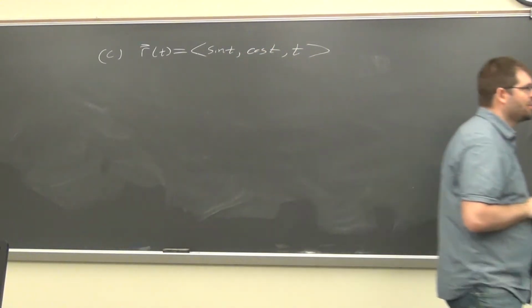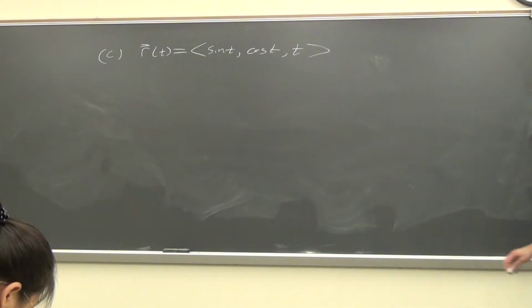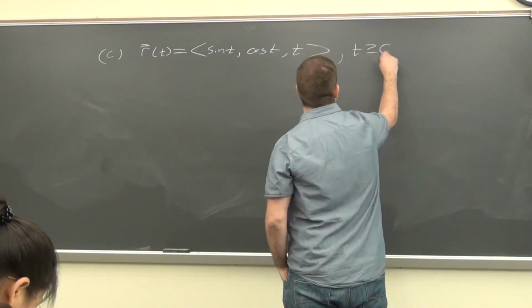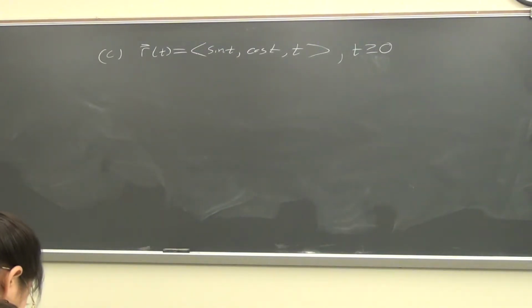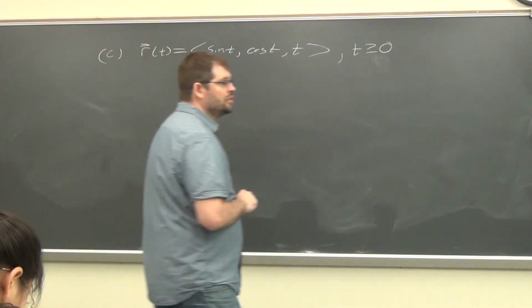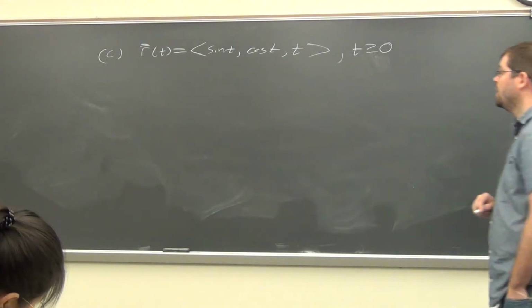Okay, so now I have a vector valued function in 3 dimensions. I'm not going to put bounds on this one. Let's do bounds just t greater than or equal to 0. All right. So things get a little bit uglier here, but hopefully not too bad.